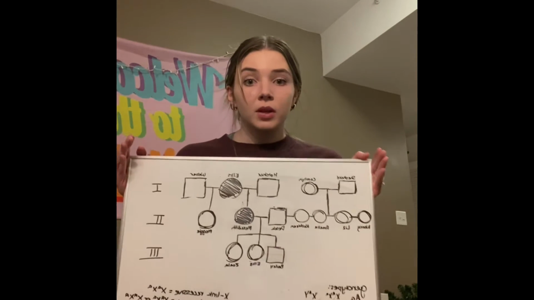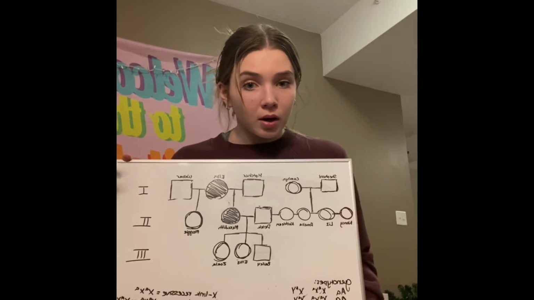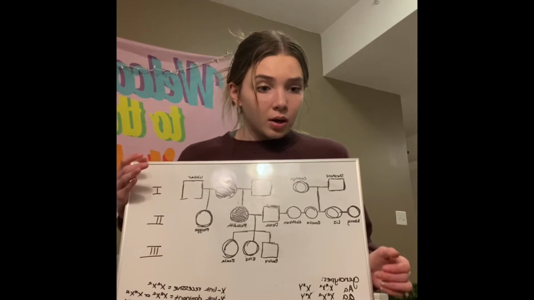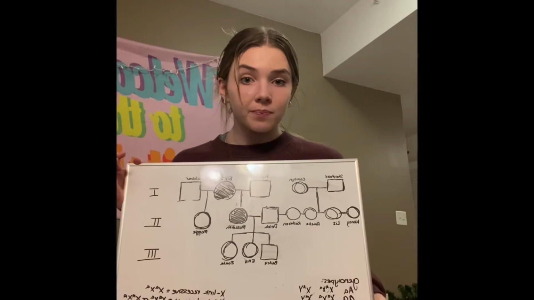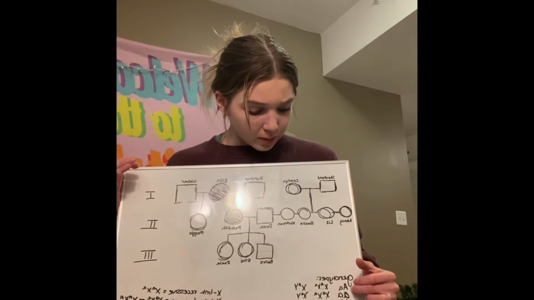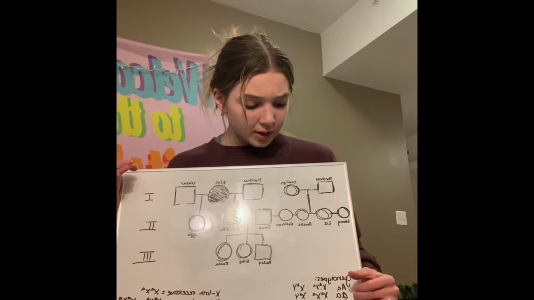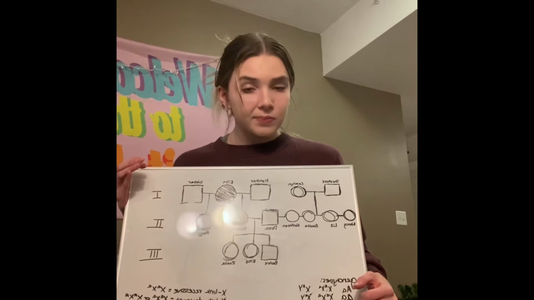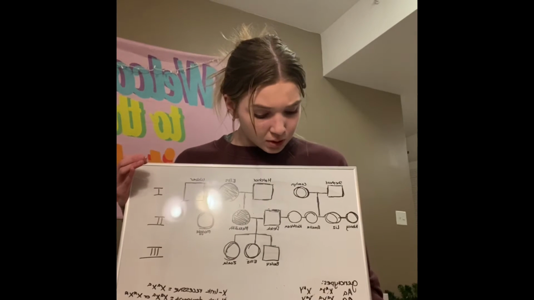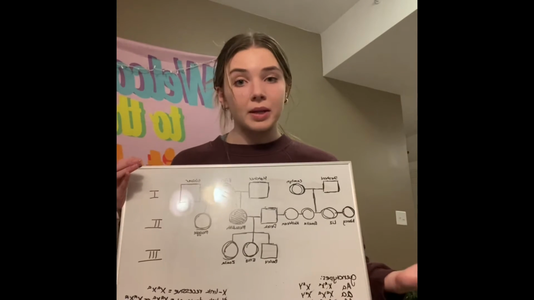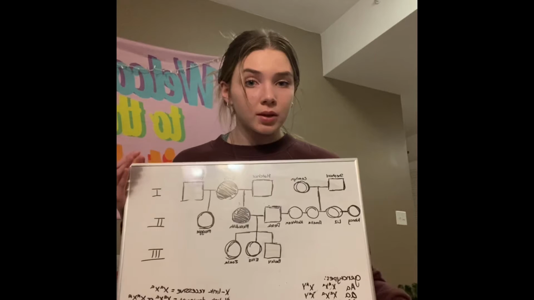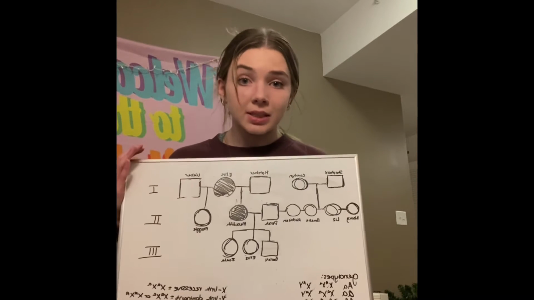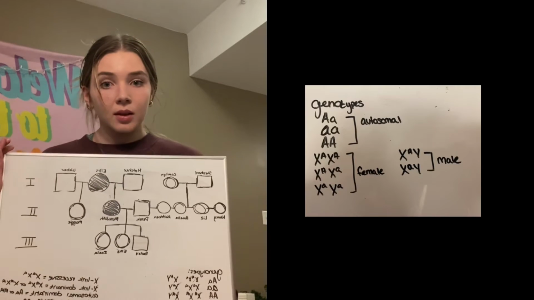So, autosomal chromosomes and sex chromosomes are expressed as genotypes, which is the genetic makeup of the trait. Autosomals will be big A, little a, little a, little a, or big A, big A. Sex chromosomes will be the woman XX, the man XY. Then I'll show a more in-depth picture of it, that way you can see exactly what I'm talking about.